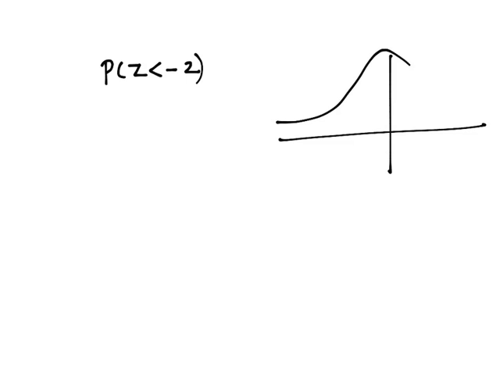P of Z less than minus, let's say, minus 2. So if I draw, then it will look like this. So minus 2 is here. Draw. I want this area. So definitely you can see the area will be less than 0.5. So how do you do it?